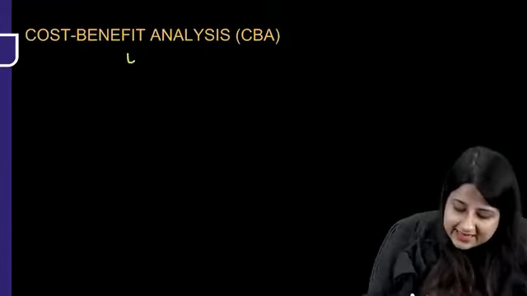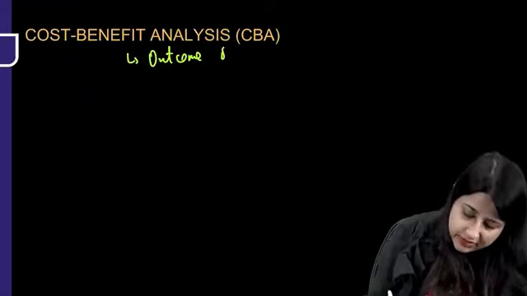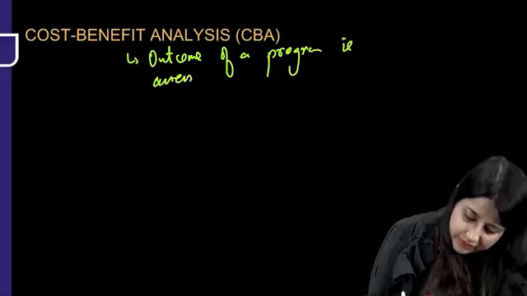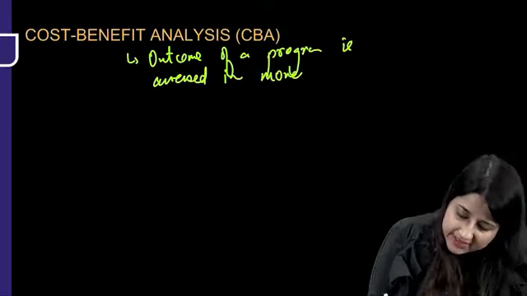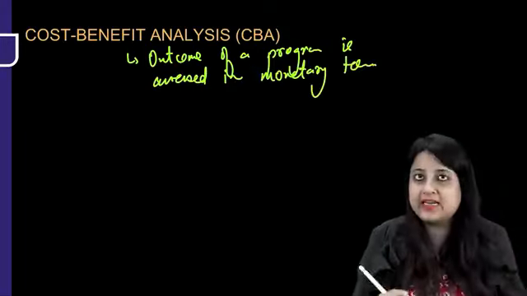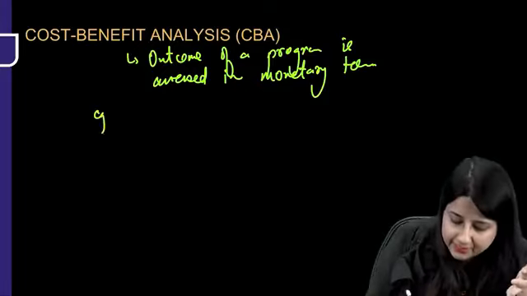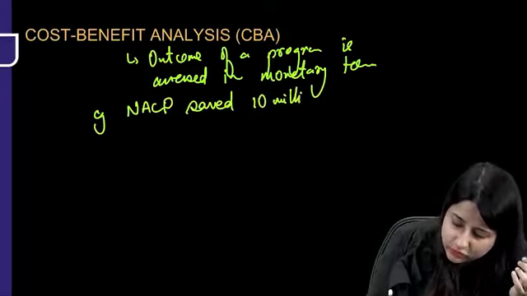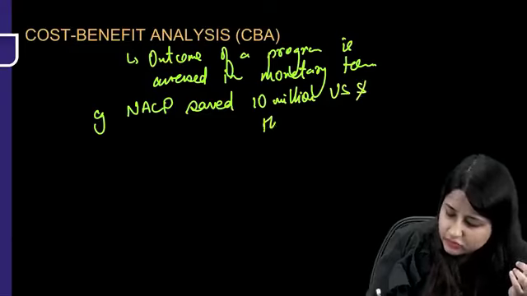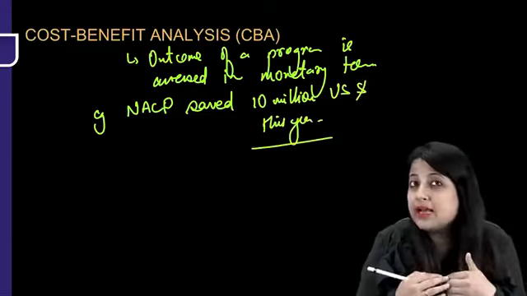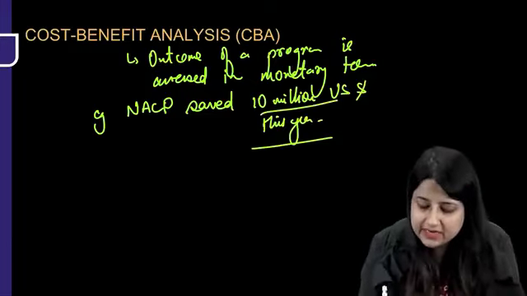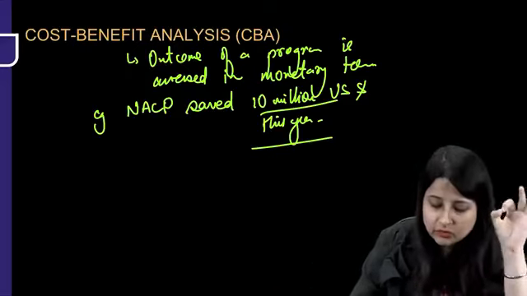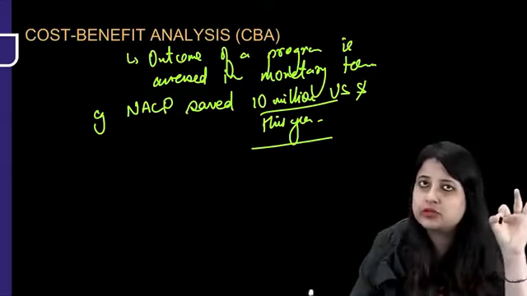Cost benefit analysis kya hota hai? What is it? In this, the outcome of a program, everybody, is assessed in which terms? So the outcome of a program is assessed in monetary terms. Like your input is also money and your output is also money. Example, like NACP saved $10 million this year. Means what? That if so many people would have fallen ill, additional government would have spent $10 million in saving them, protecting them, treating them. So cost benefit, input is in money and output is also in terms of money.